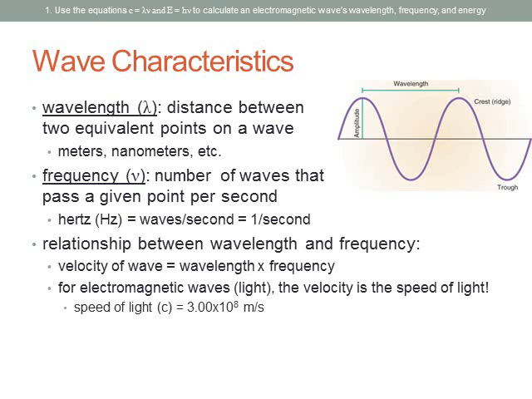So if we just substitute in the symbols c, nu, and lambda into this equation for velocity equals wavelength times frequency, we get this equation. c equals lambda nu, where c is the speed of light, lambda is the wavelength of the wave, and nu, or the V looking symbol, is its frequency.